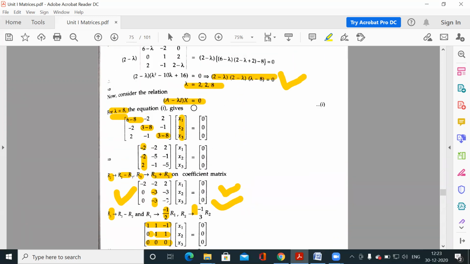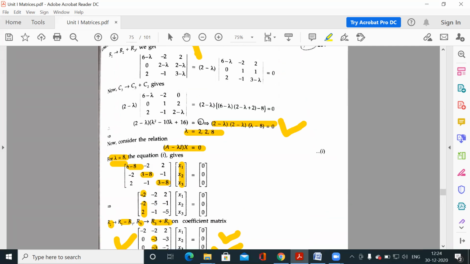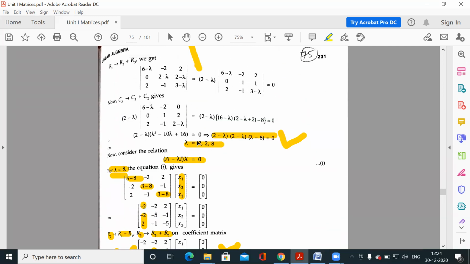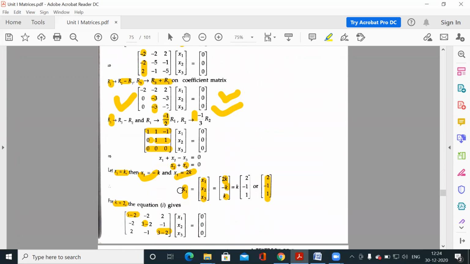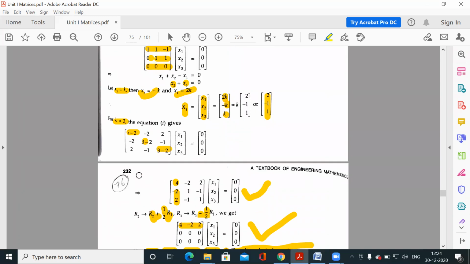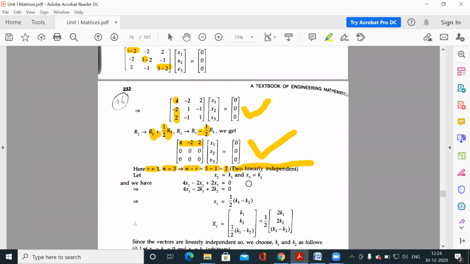If the eigenvalue is independent, that means it has multiplicity 1, it is appearing one time, then we will get rank 2. And when we have an eigenvalue with multiplicity more than 1, then the rank would be less than 2, that means 1 or something. Clear? So in this case the rank is 1, so we have 2 independent variables, so we can take 2 variables as independent, that means k1, k2.